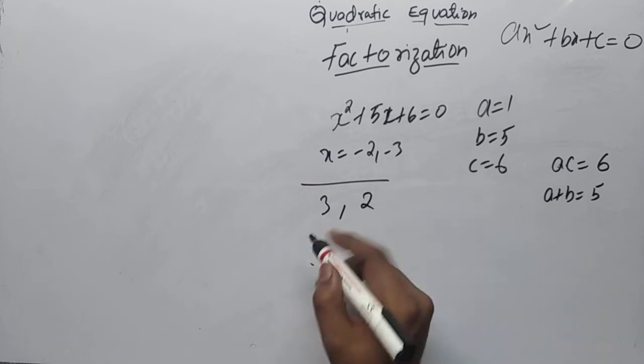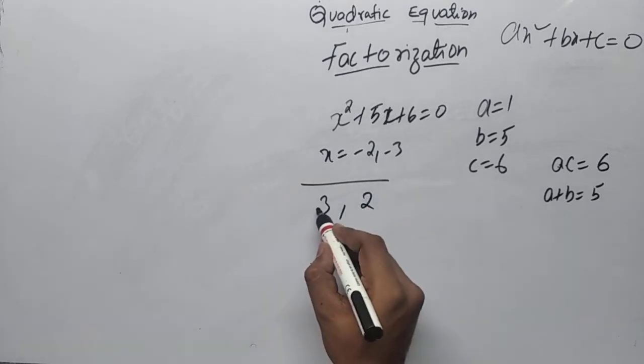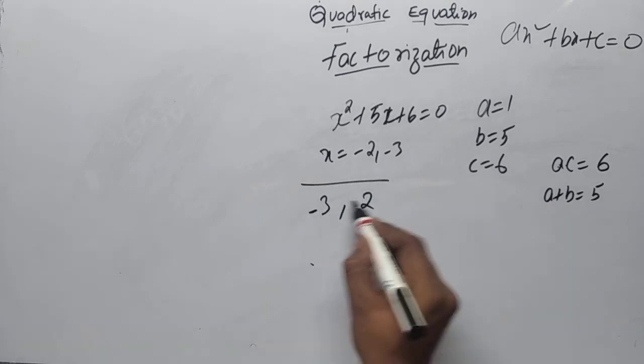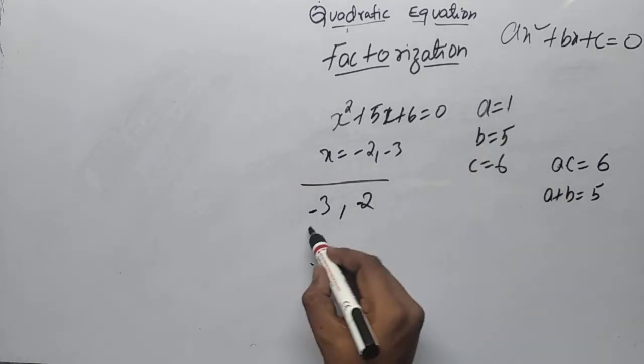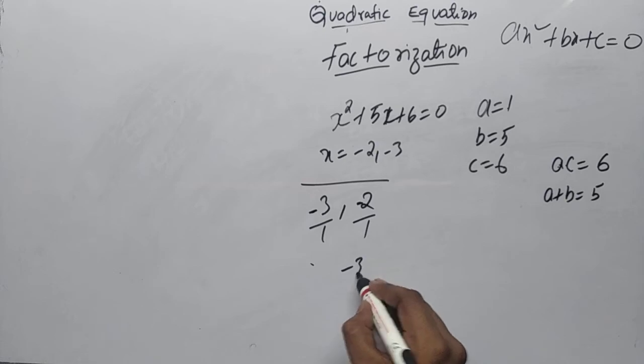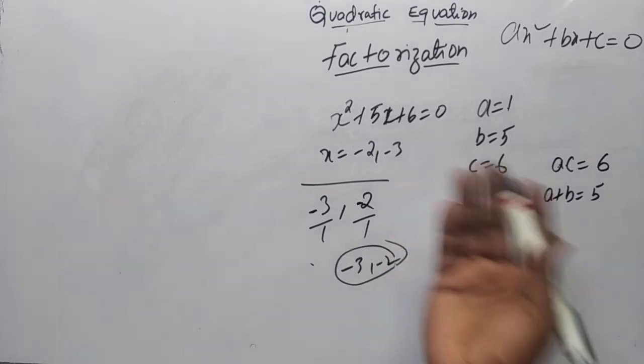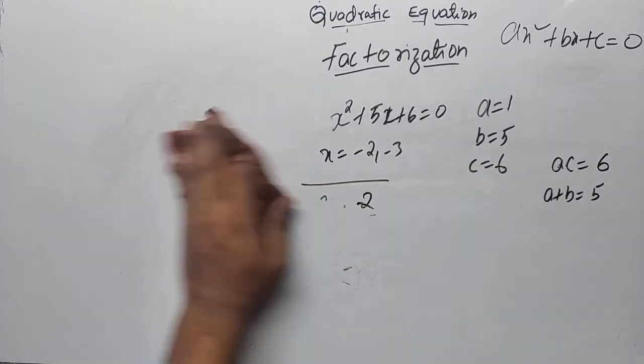Now you just need to change the sign, minus and minus, and divide with the a value. The a value is 1. If you divide with 1, we will get minus 3 and minus 2. This is your answer.